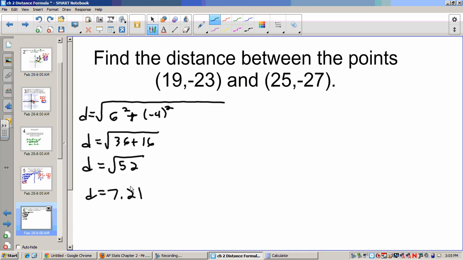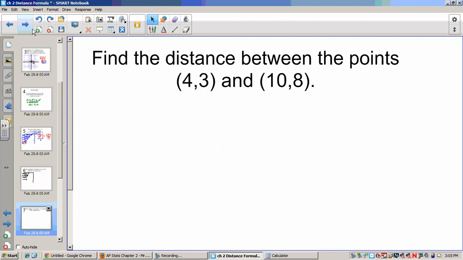Now, don't think that all values are either 5 or square root of 52. That just is how this one has turned out. All right, now you guys find the distance between 4, 3 and 10, 8.